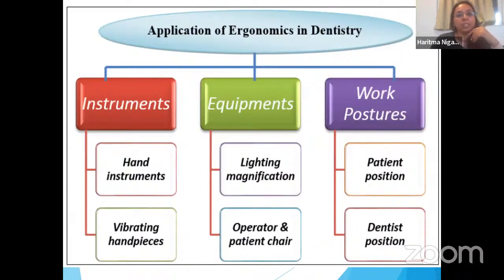These are certain applications of ergonomics in dentistry. First one includes your instruments, which is important: hand instruments and your vibrating pieces. Second, broadly, is your equipment, that is your lighting and magnification, and operator and patient chair. Third is your work postures, which includes your patient position, dentist position, and your assistant position.